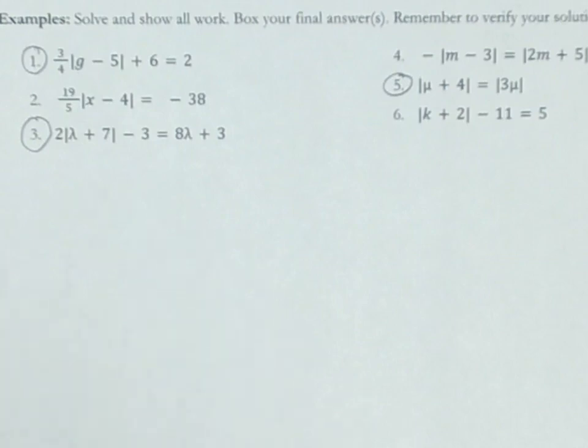Hi, this is Mr. Kingsbury, and today we're going to do a few more examples of how to solve an absolute value equation. Remember, when you do this, the first thing you have to do is get the absolute value bars by themselves. Then you write two different equations without absolute value bars. You solve them both, and then you check your answers.